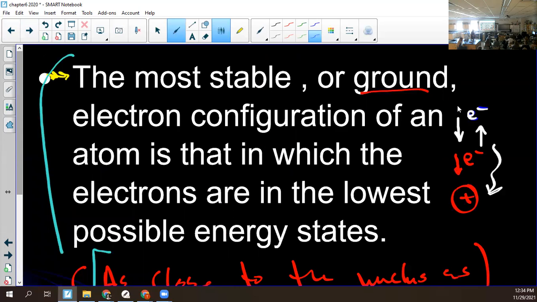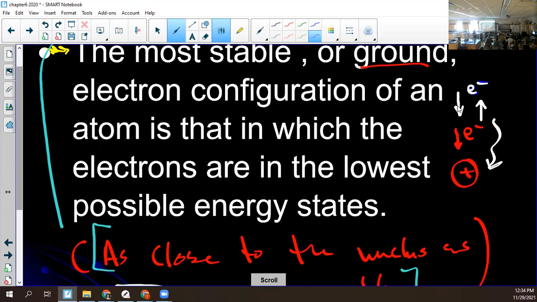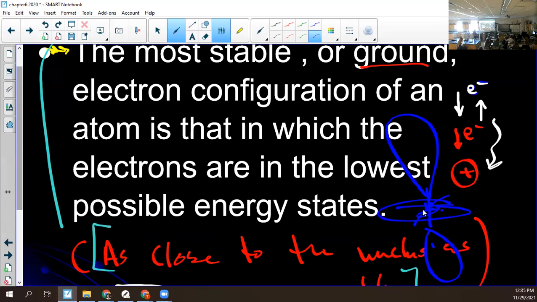So the most stable or ground configuration of an atom is that in which the electrons are in the lowest possible energy levels, or how I summed it up here, as close to the nucleus as possible. That's where the electrons want to live. So all these probability clouds, no matter what shape they are, really the electron wants to be as close to the center or the nucleus as possible. Even if the shape is one of these crazy ones, it still wants to be as close as it can.